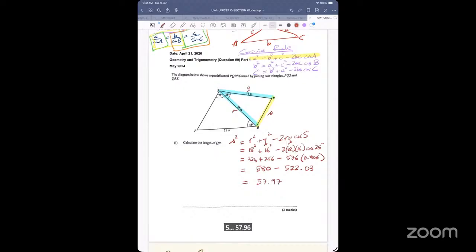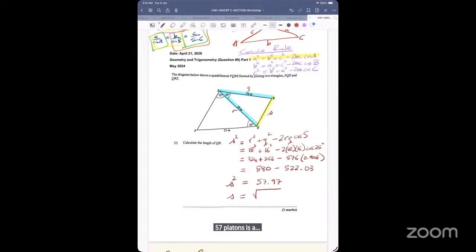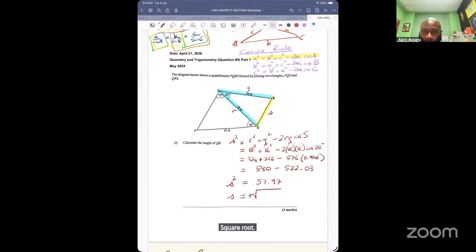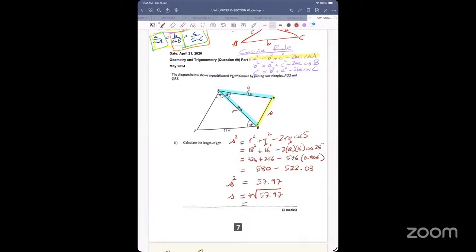57.97. So remember, S squared is equal to that. But we want to find S. So what do we have to do to find S? Square root. Because S is a side length and length is always positive, so we don't need to worry about the negative, right? So it's the square root of 57.97. What's the square root of that? 7.61, approximately, centimeter.